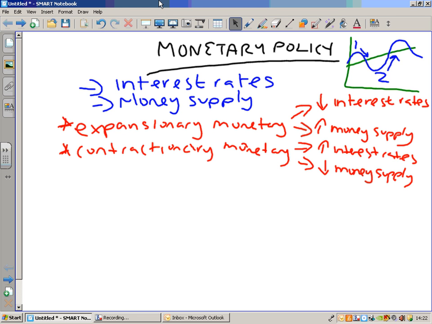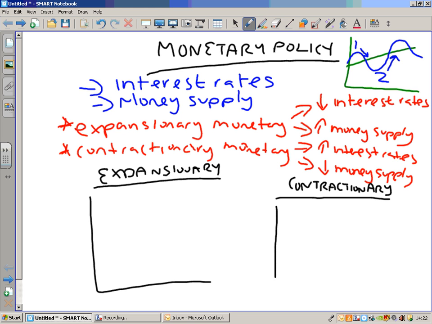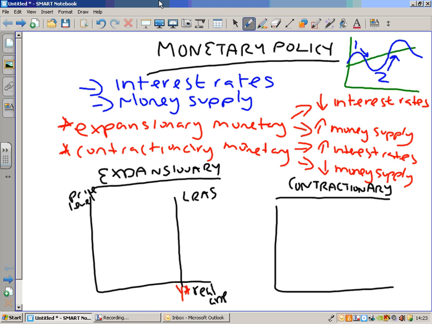So let's think about how we can show these two in graphs. So we'll show an expansionary monetary policy diagram and we'll show a contractionary monetary policy diagram. So we have real GDP on the horizontal axis, price level on the vertical. Again, we have our LRAS. That's the maximum that our economy is capable of achieving. It's our production possibility boundary. Our bathtub is now full of water.